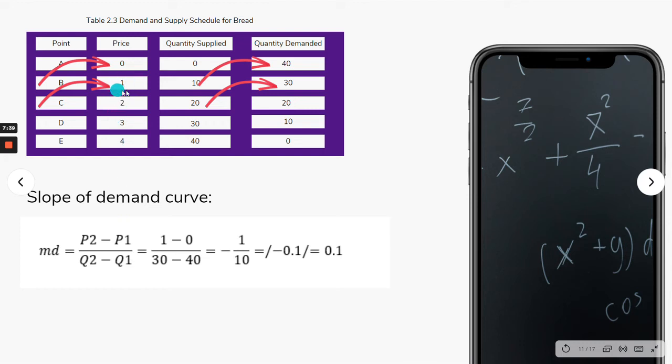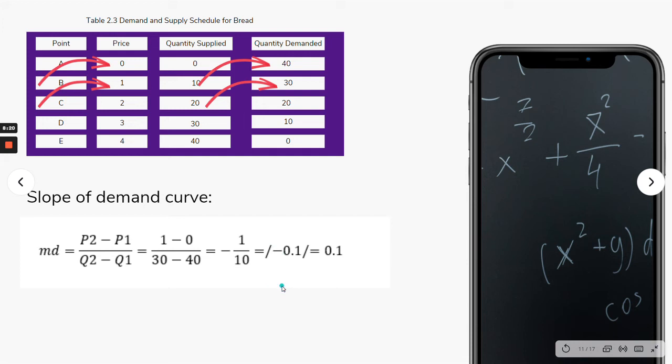So your P2 is 1, your P1 is 0, and your quantity demanded Q2 is 30 minus Q1 40. So you will get an answer of negative 1 over 10. And this signifies absolute value. So we show the negative because there's an inverse relationship in the law of demand. So we will use the absolute value. So this one is technically the same as 0.1 if we use the absolute value. So the negative sign disappears.